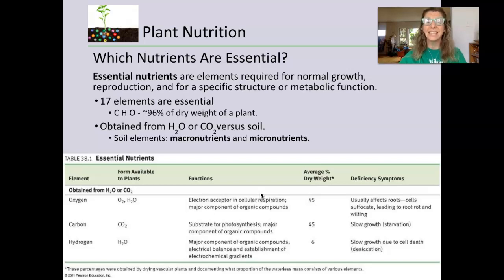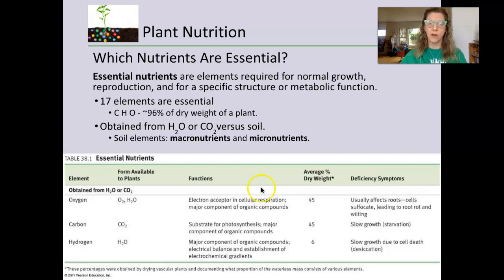Once again, 96% of the dry weight of plants is carbon, hydrogen, and oxygen, obtained from H2O, so water, or CO2 versus the soil. So almost all of what a plant becomes is really from water and carbon dioxide. But there are other things that are essential for plant growth, macronutrients and micronutrients.